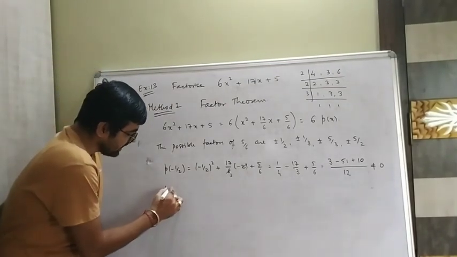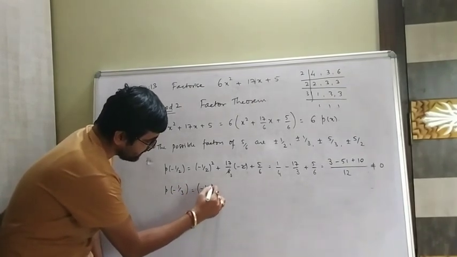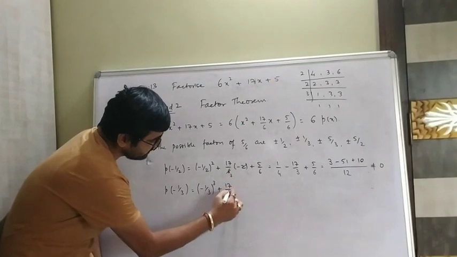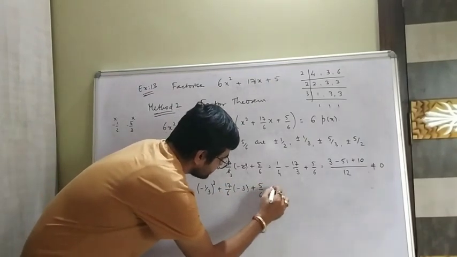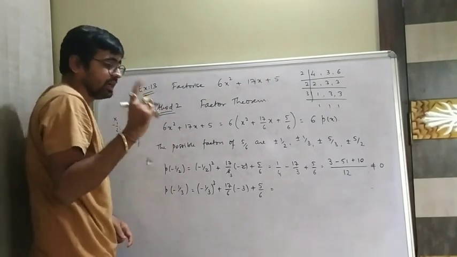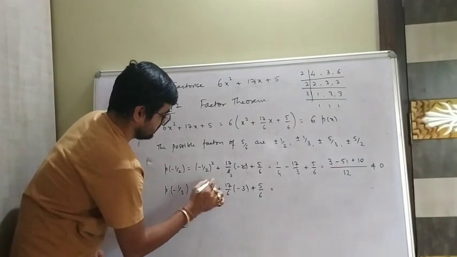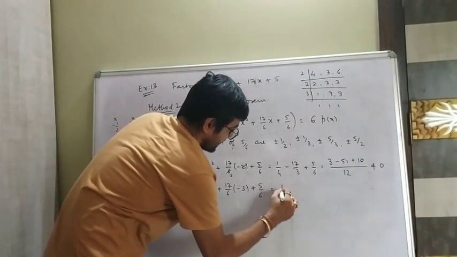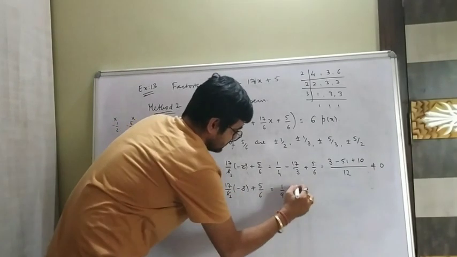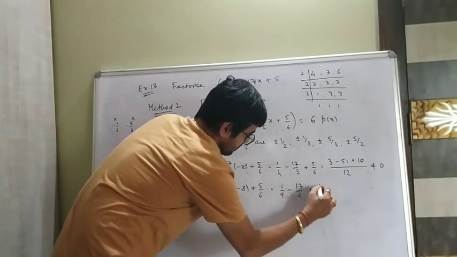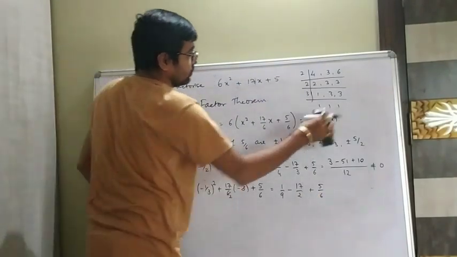Then let's try 1 by 3. Minus 1 by 3 square plus 17 by 6 into minus 1 by 3 plus 5 by 6. 3 cube is 27. Oh, not cube, it's a square. So 3 square is 9. 1 by 9, minus 17 by 18, which is minus 17 by 2 by 3... plus 5 by 6. What will be the LCM of this 9, 2 and 6?